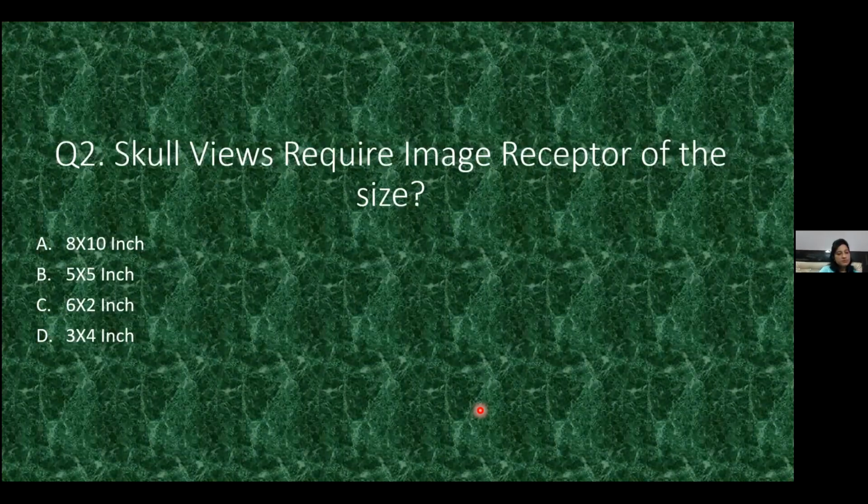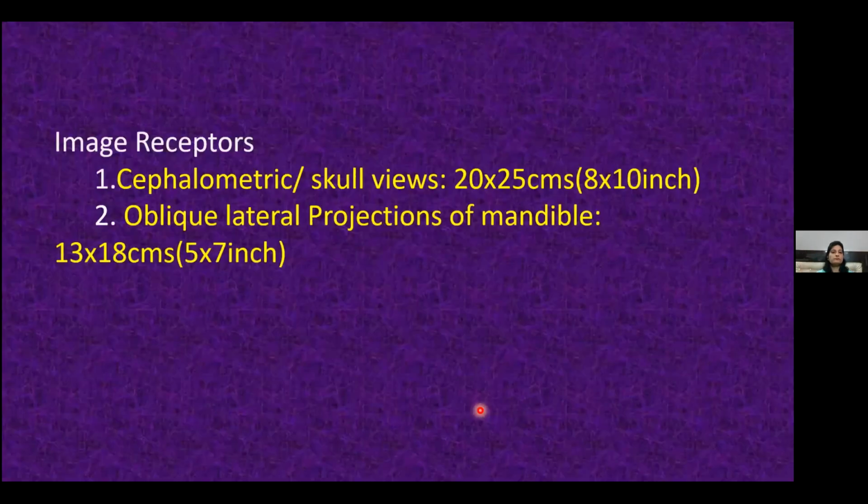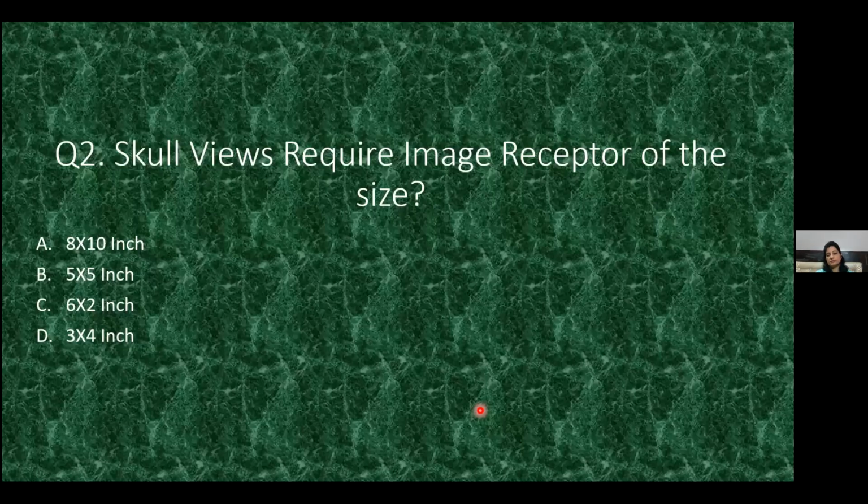What size of image receptors do we use for skull projections? 8 by 10. 8 by 10 for Ceph. And in oblique projections we use 5 by 7. Okay.